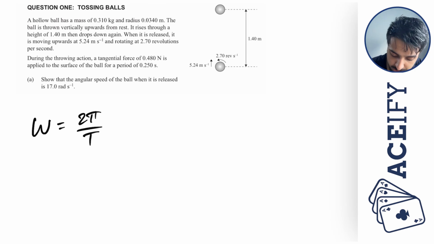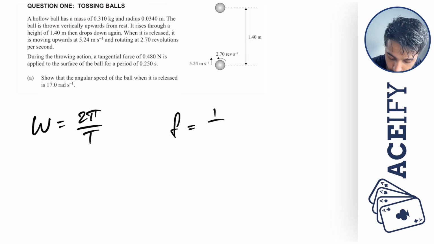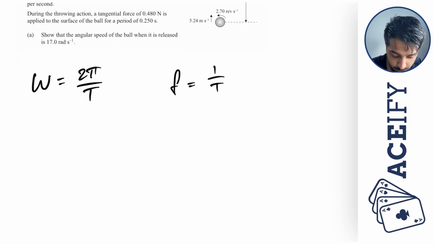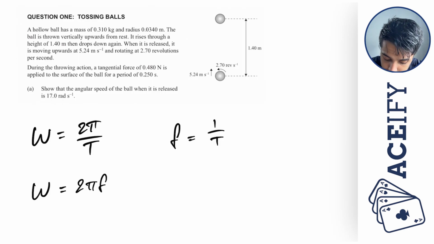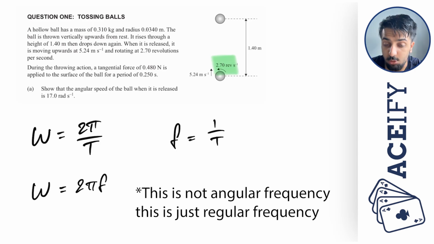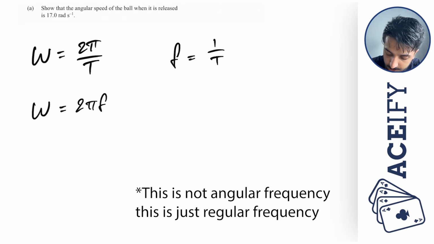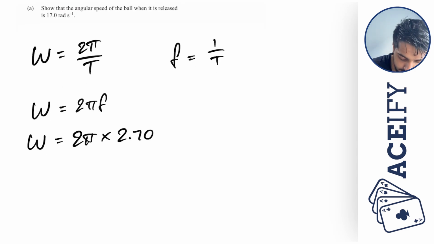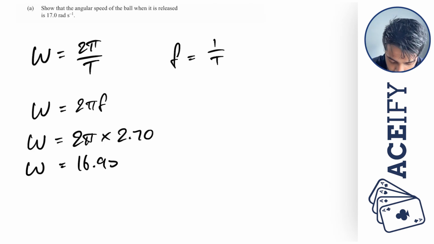We also know that frequency is equal to 1 over T, and therefore our angular velocity can be rewritten as 2πf. Now we can see in our diagram that our frequency is equal to 2.7, so we can plug that in. That gives us an angular velocity of 16.95, which is roughly equal to 17 radians per second.